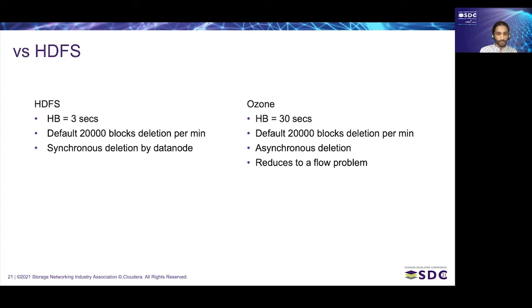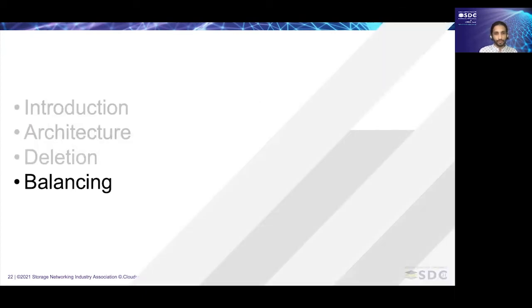The actual deletion of blocks, or the metadata operations in the data node, are further controlled in the data node. So there is a configuration on how many blocks a data node is supposed to delete per minute. So that is also configurable today. So that is how deletion works in Ozone.